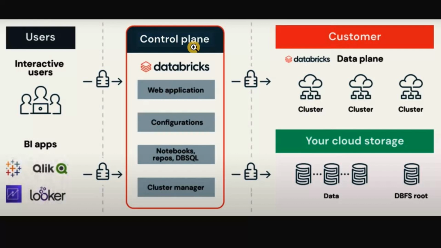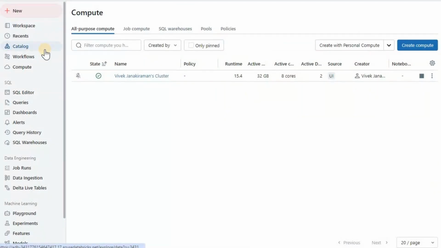Authentication and authorization. When you log in or manage permissions, the control plane handles that. Job scheduling. Any notebooks or workflows you schedule get handled here. Cluster management. It manages the life cycle of the clusters, including creating and terminating them. User interface. Everything you see in the Databricks workspace UI is part of the control plane. So the UI that you are seeing, it is all part of our control plane.